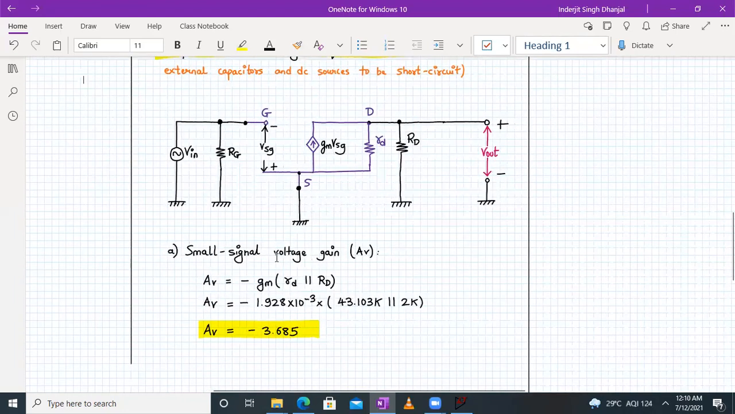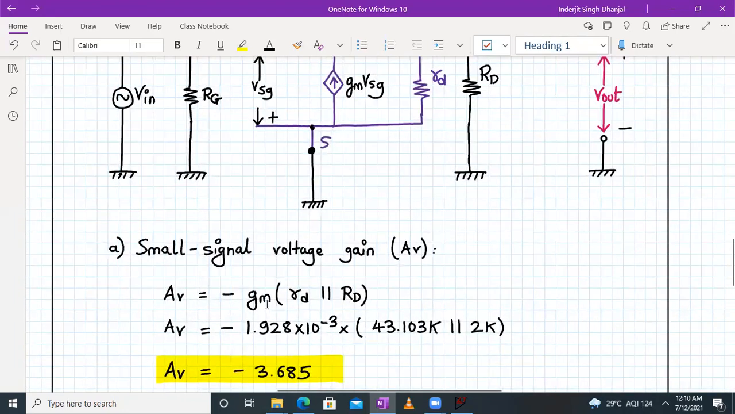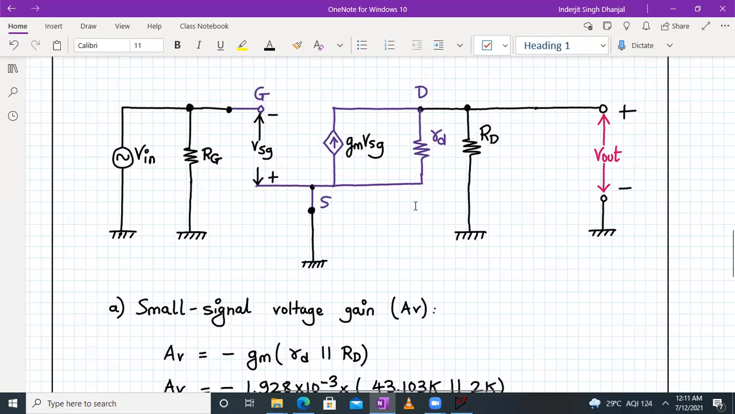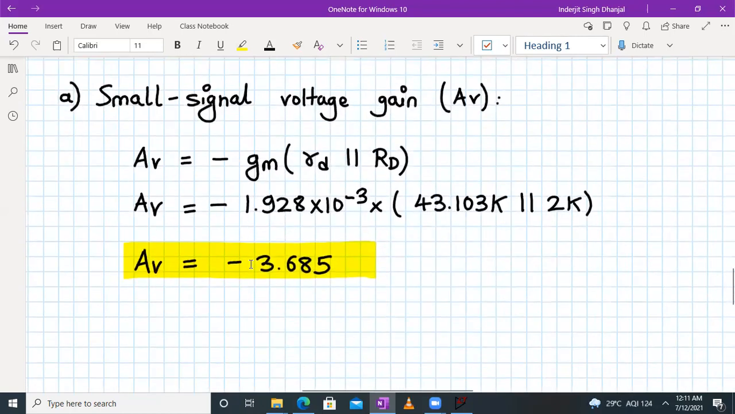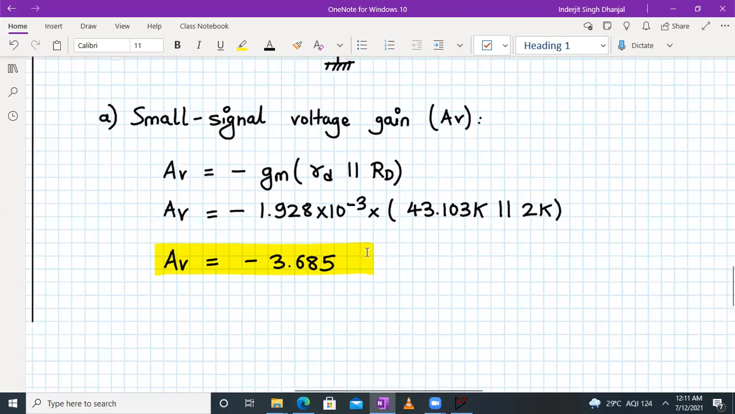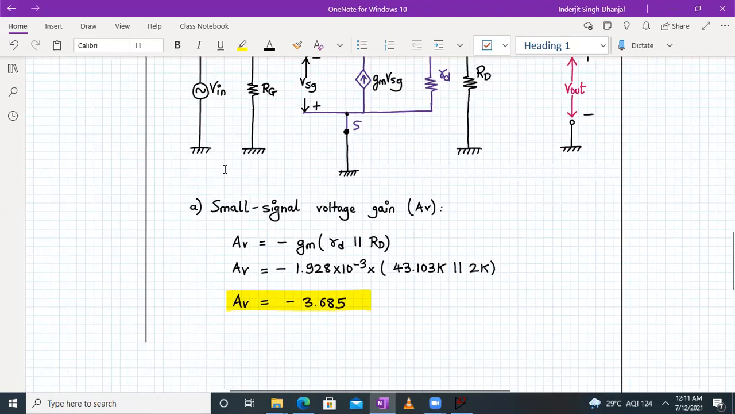So this gain formula will be AV equal to minus gm into rd parallel to capital RD. So you can check out the video on the common source amplifier derivations. You will get this result. So finally, we get the value of the small signal voltage gain. It will be equal to minus gm into small rd parallel to capital RD. Here, the gm value we have estimated, small rd value also we have estimated, and capital RD value is given to us. So plug in all the values, you will get the value of small signal voltage gain as minus 3.685. So with this, we have estimated all the required information.